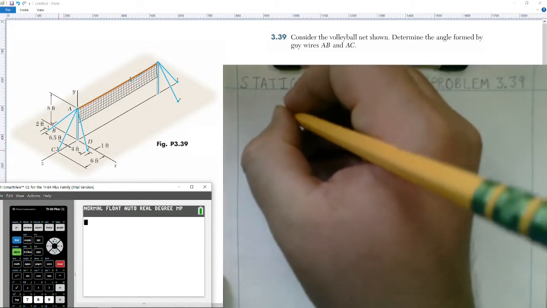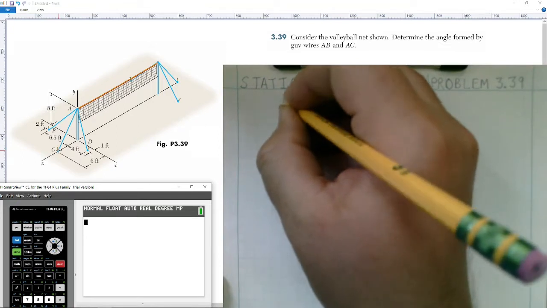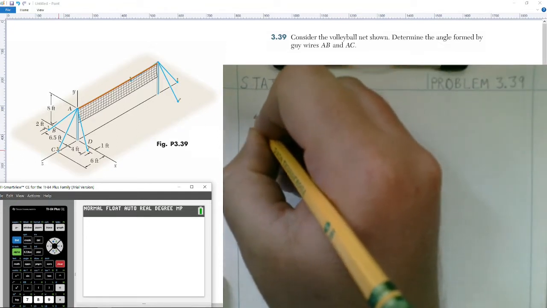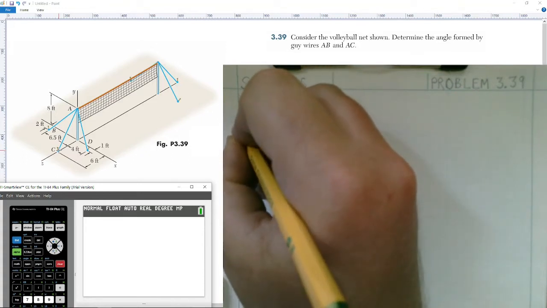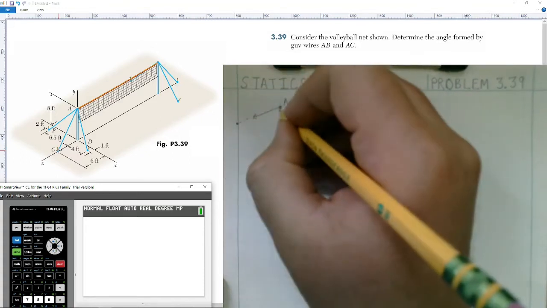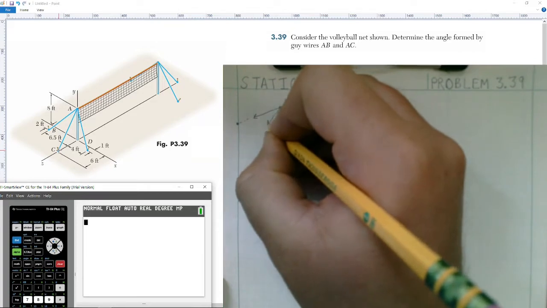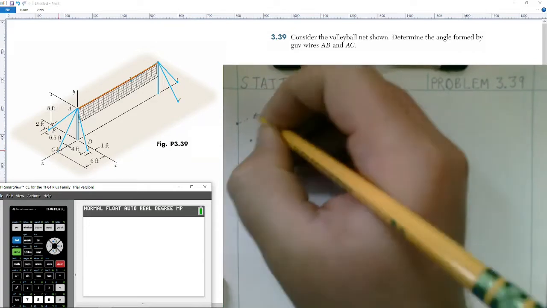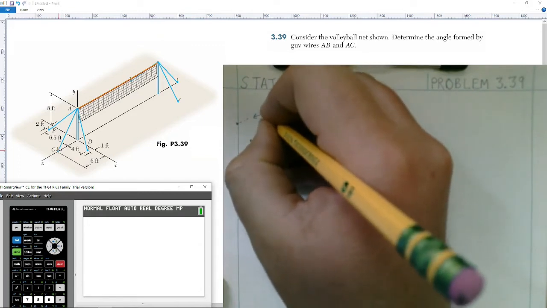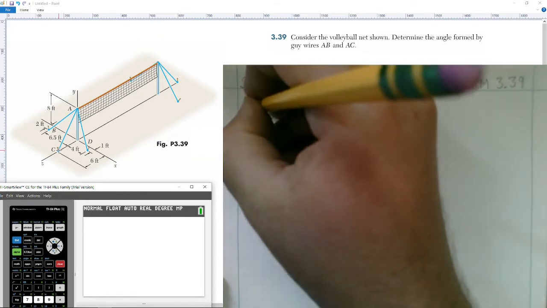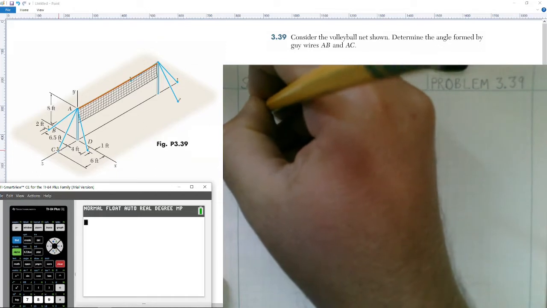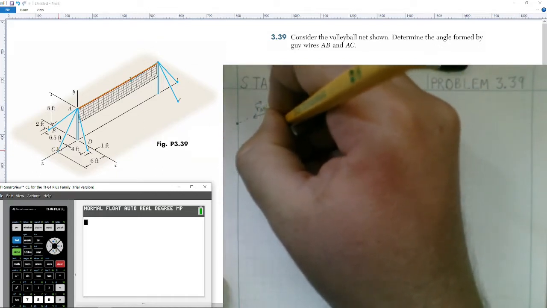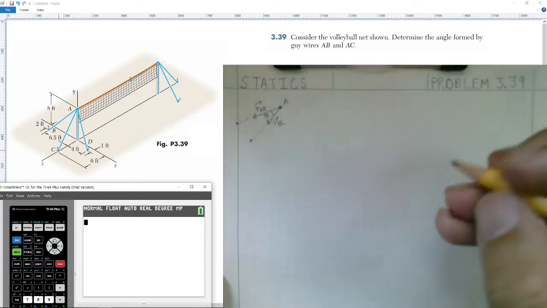So what the question asks us to do, I'm going to draw it out, is go from point A and find the angle between where we have point B staked off and where we have point C staked off. So we have this angle theta in between. We have our vectors R A to B and R A to C.